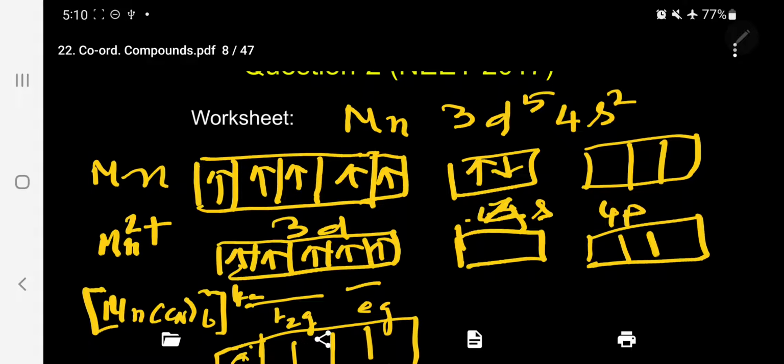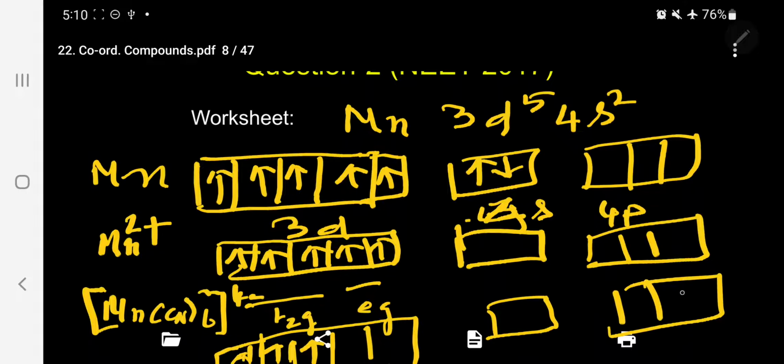So 2, here 2, here single. So now what will happen now? Kindly follow. So you have d2sp3. The empty orbitals are 2d orbital, 1s orbital and 3p orbital. So the hybridization is d2sp3.